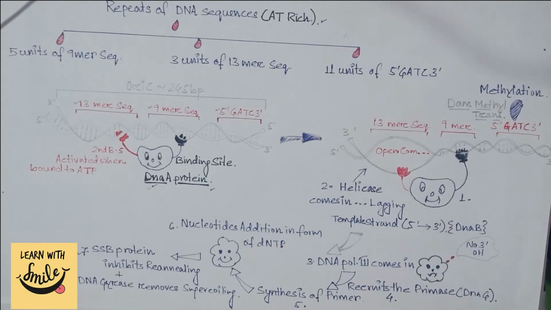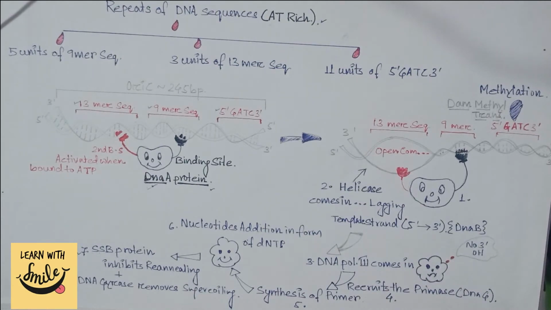So if I have to sum it up, then I would say that first are the 9-mer sequences to which the DnaA protein binds. Then comes the interaction of the DnaA protein with the 13-mer sequences.